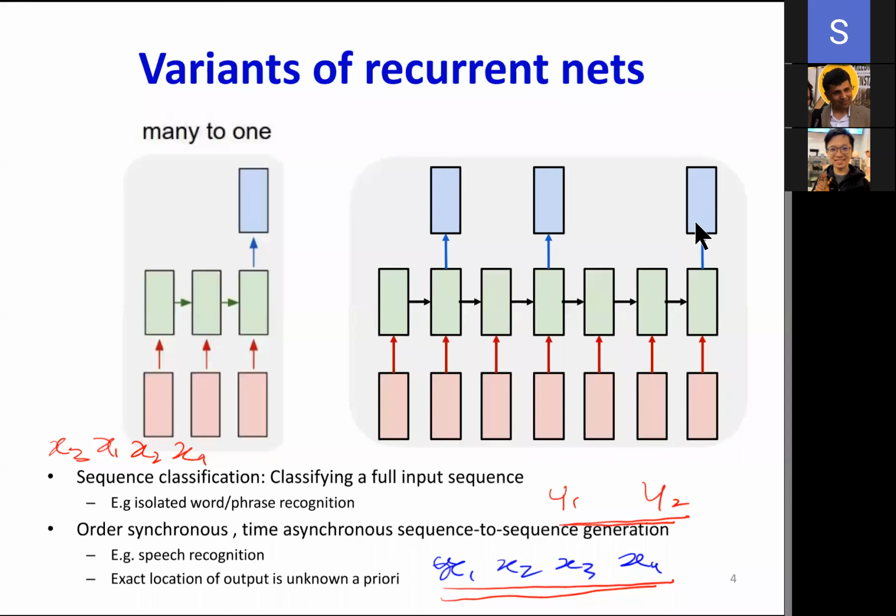That's correct. That's a good question. Here, for example, there's something more to it. Here, x1, x2, x3 occurs before x4, and therefore y1 occurs before y2. So the order in which the outputs occur has a strict correspondence to the order in which the inputs occur. The portion of the input that corresponds to y1 precedes the portion of the input that corresponds to y2.